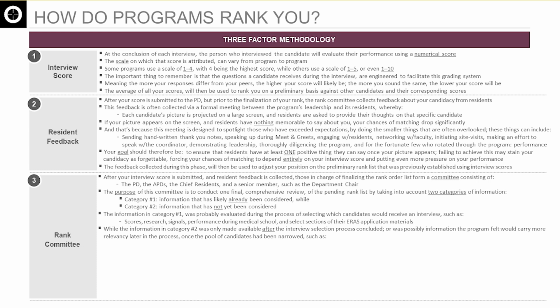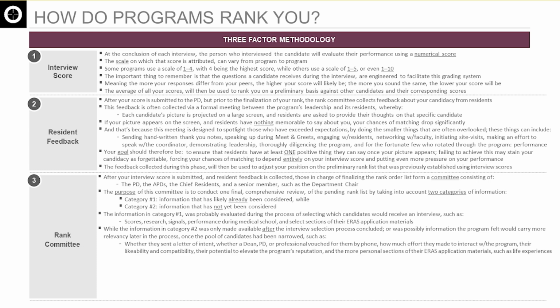While the information in category number 2 was only made available after the interview selection process concluded, or was possibly information the program felt would carry more relevancy later in the process once the pool of candidates had been narrowed, such as whether they sent a letter of intent, whether a dean, PD, or professional vouched for them by phone, how much effort they made to interact with the program, their likability and compatibility, their potential to elevate the program's reputation, and the more personal sections of the ERAS application materials, such as life experiences.